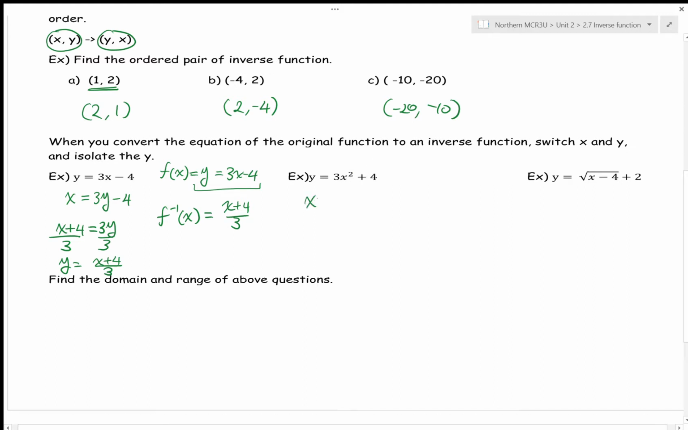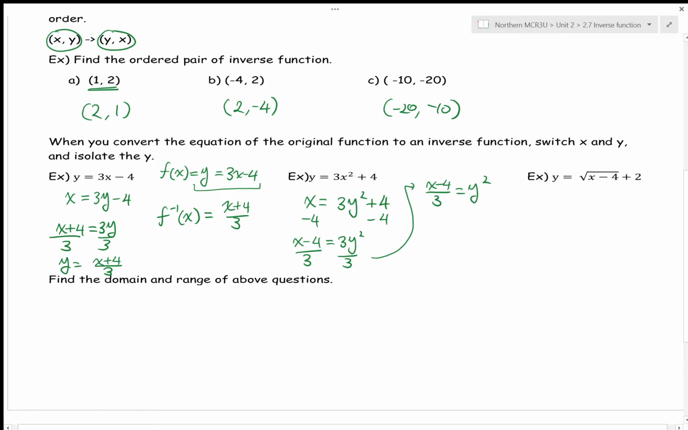So you change the y to the x and then change the x to the y, and you try to solve for the y. So we subtract 4 on both sides. So we have then x minus 4 equals 3y squared. Then we have to divide it by 3. So then this becomes x minus 4 over 3 equals y squared.